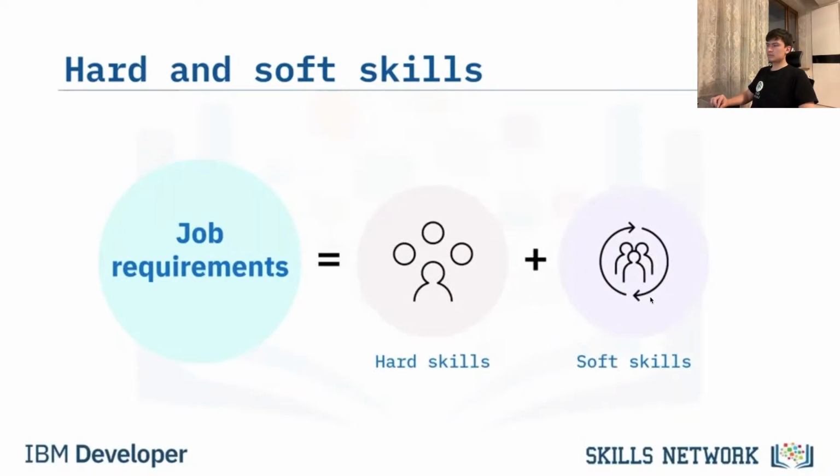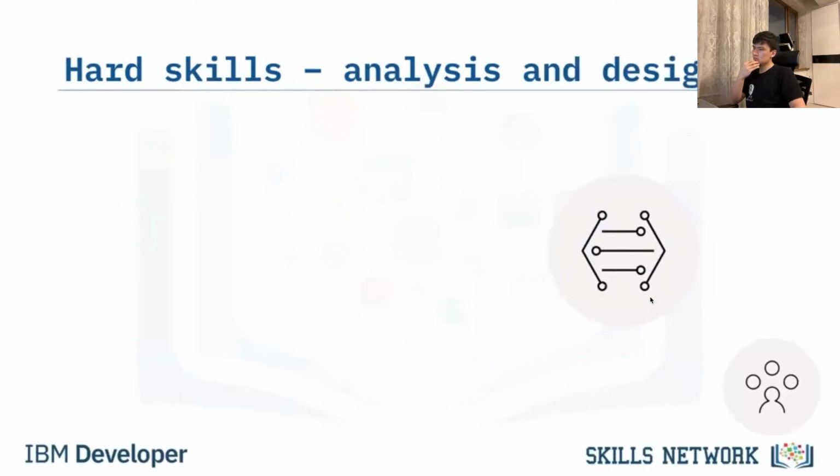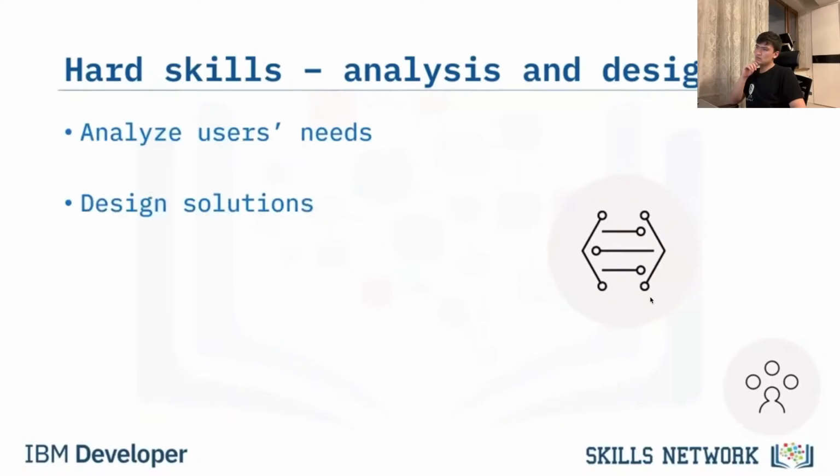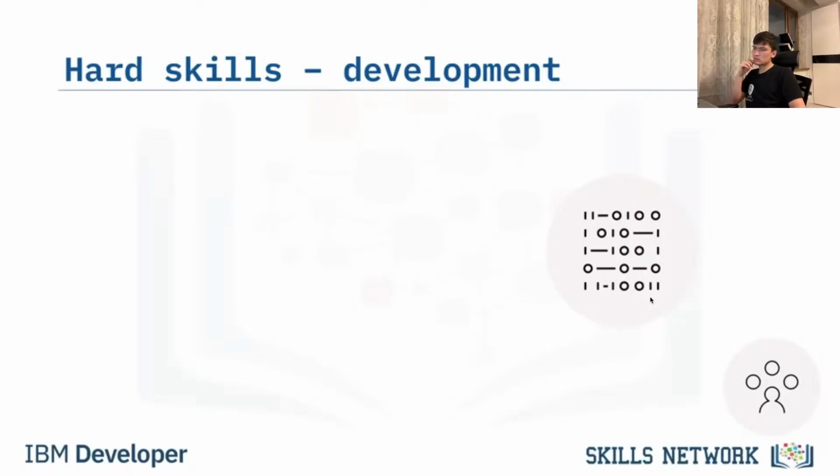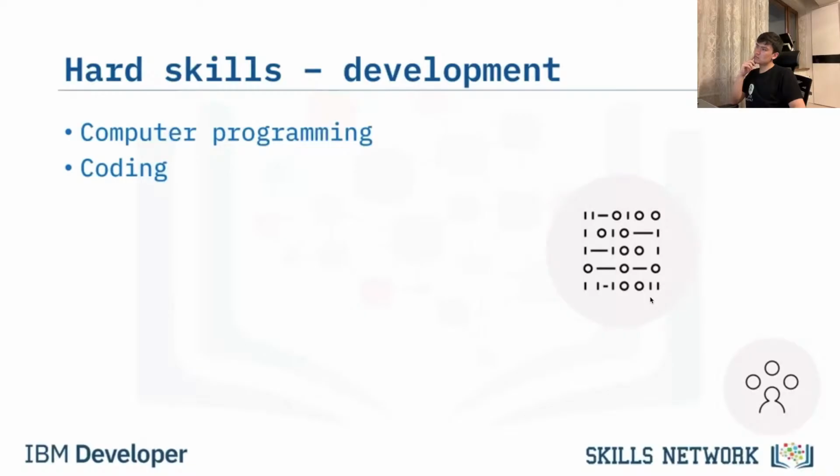So let's look at some of the hard skills that are relevant to a software engineer. Software analysis and design skills are essential for a software engineer. You need to be able to analyze your users' needs through a variety of methods and then design effective solutions that meet those needs. You'll also need to be able to develop those solutions. Computer programming and coding are essential development skills.